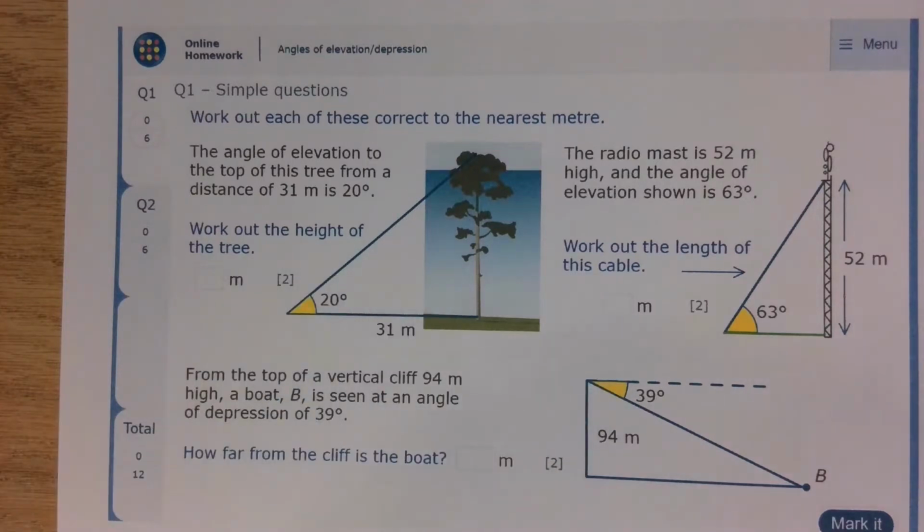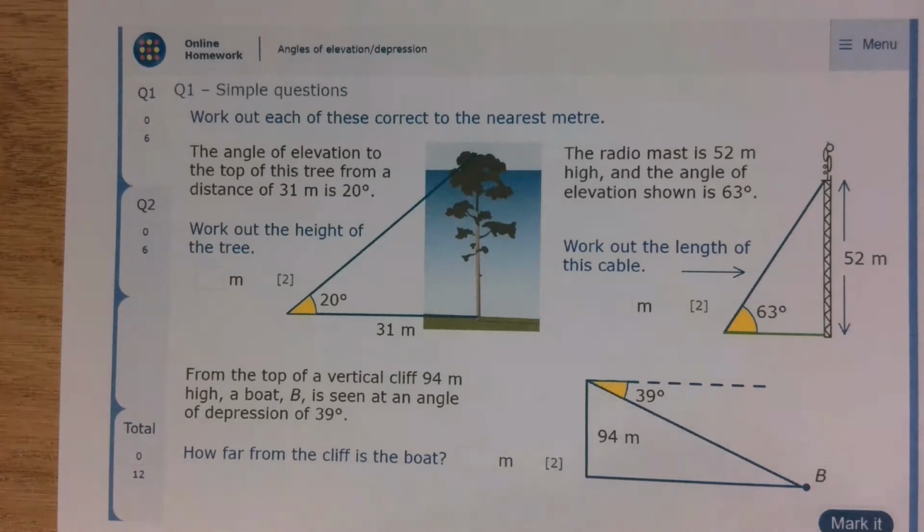They've gone 31 metres away from the tree, and at that distance, it takes 20 degrees of elevation, so you've got to turn your face up 20 degrees in order to be able to see the top of the tree. I've got a couple of these in my classroom, and my students always call them angle guns, because you literally look down the scope, pull the trigger, wait for the protractor to stop swinging, and look at what it lands on. So they call it an angle gun, but the correct word is an inclinometer.